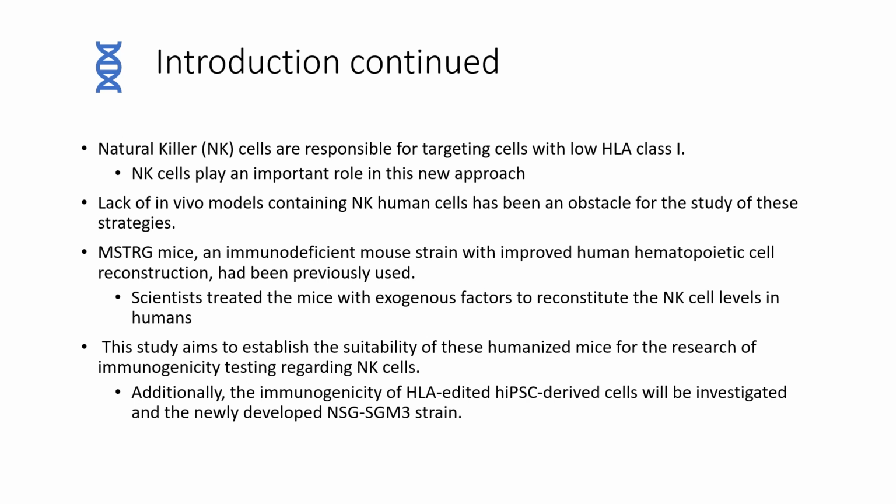Natural killer, also known as NK cells, are responsible for targeting cells with low HLA class 1. NK cells play an important role in this new approach. Lack of in vivo models containing human NK cells has been an obstacle for the study of these strategies. Therefore, MSTRG mice, which is an immunodeficient mouse strain with improved human hematopoietic cell reconstruction, had been previously used. Scientists treated the mice with exogenous factors to reconstitute the NK cell levels in humans.